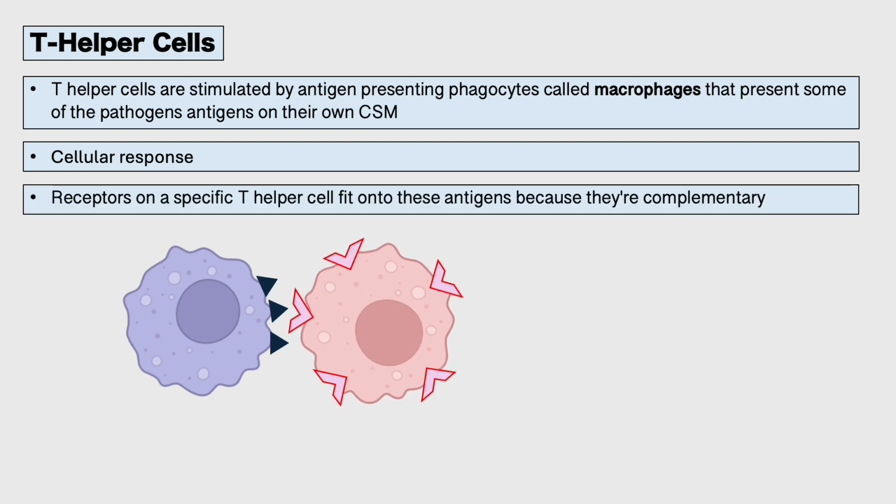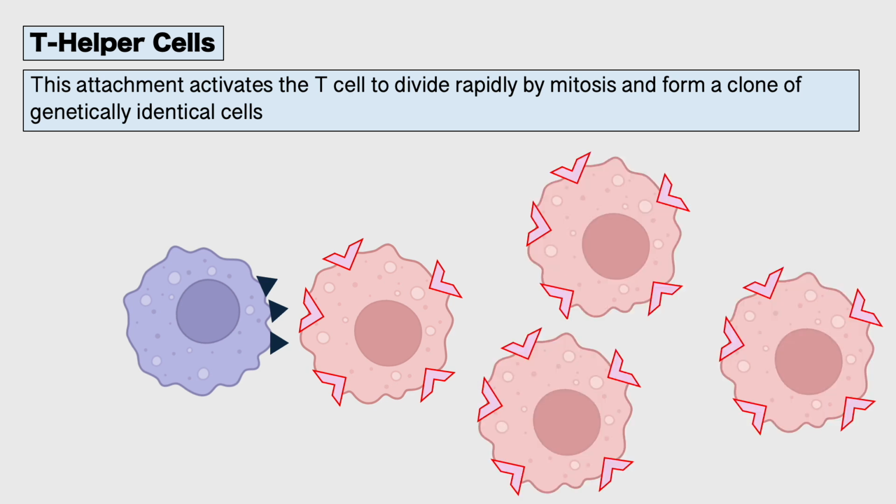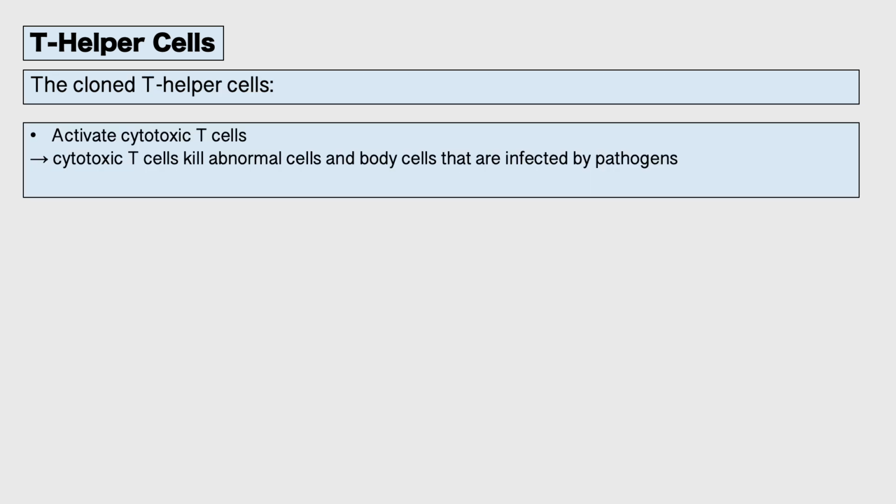Receptors on a specific T helper cell fit onto these antigens because they're complementary. This attachment activates the T cell to divide rapidly by mitosis and form a clone of genetically identical cells. The cloned T helper cells activate cytotoxic T cells.